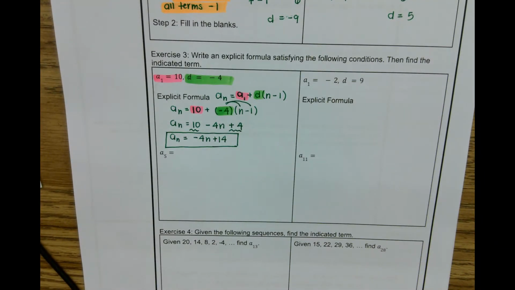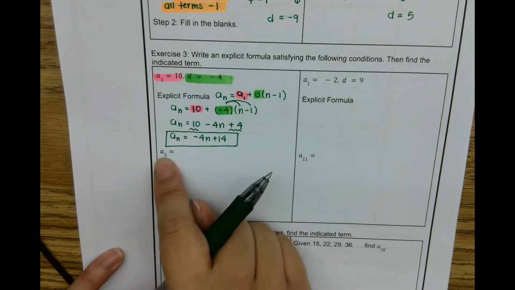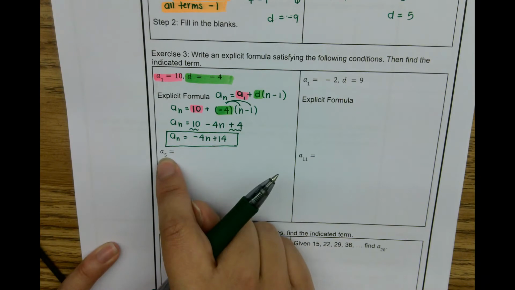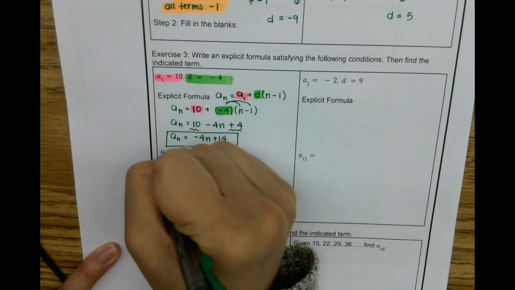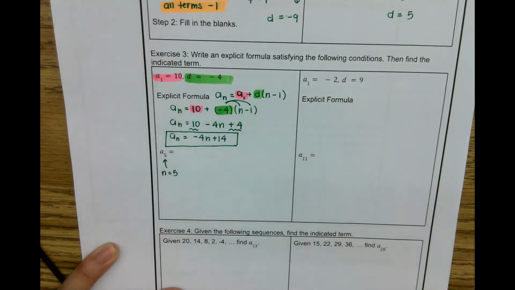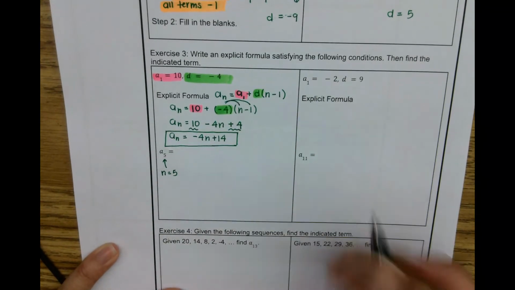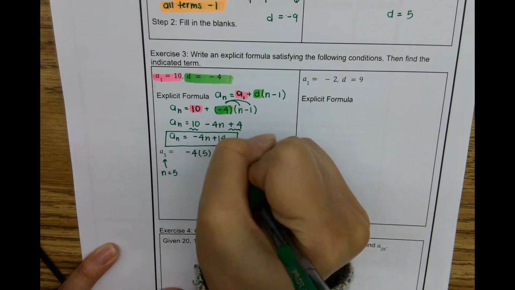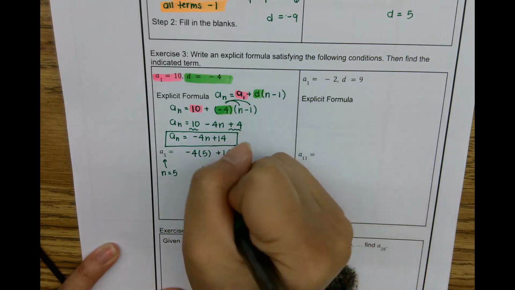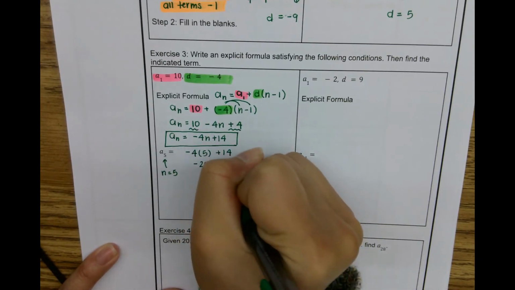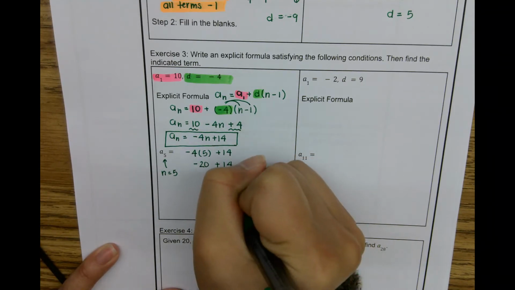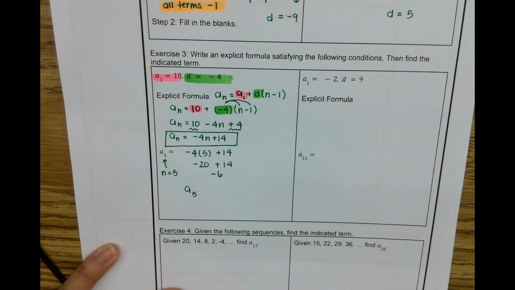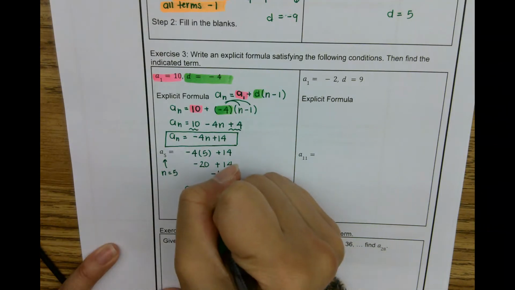From there, easy to find my indicated term here, right? So I want a sub 5, so what this means is n is 5. No problem. Just plug it in. So negative 4 times 5 plus 14. Negative 4 times 5 is negative 20. Negative 20 plus 14 is negative 6. So what this means is my fifth term, if I were to list it all, would be negative 6.